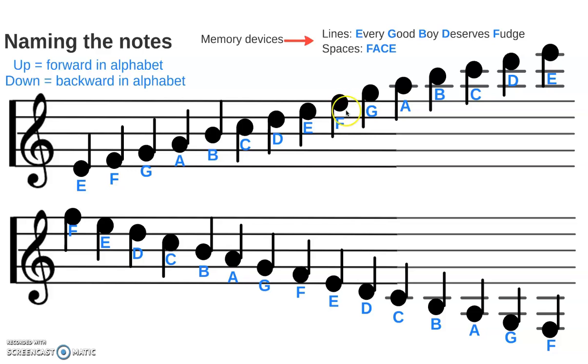The spaces, there's 4 spaces, 1, 2, 3, 4. As you go up from the bottom, it spells the word face, F-A-C-E.